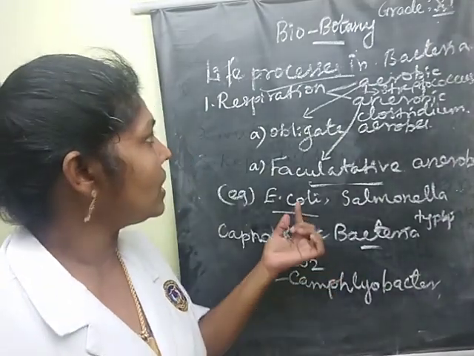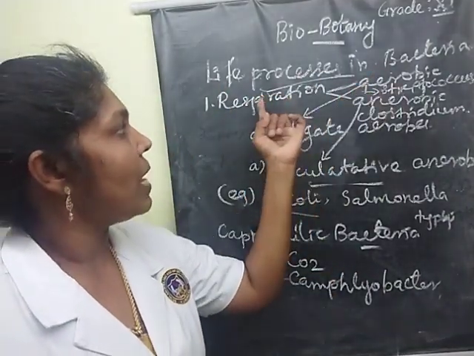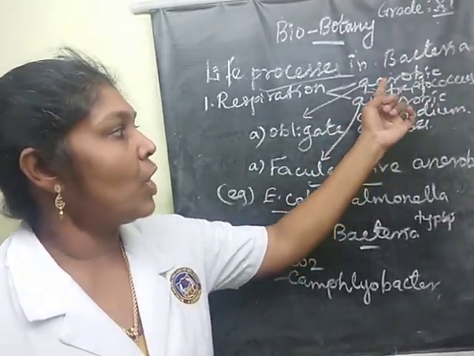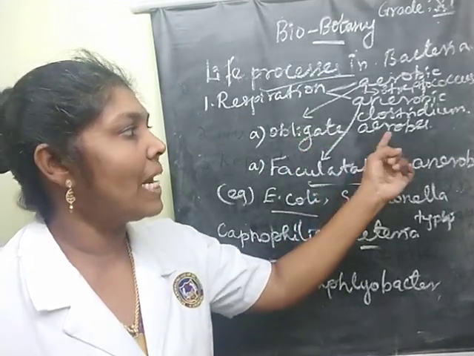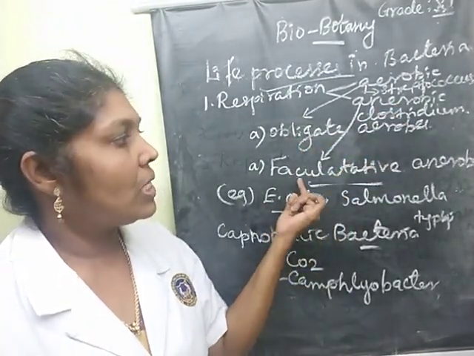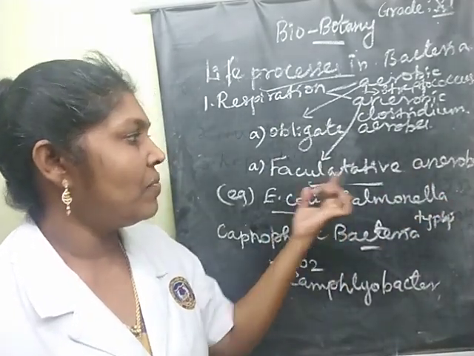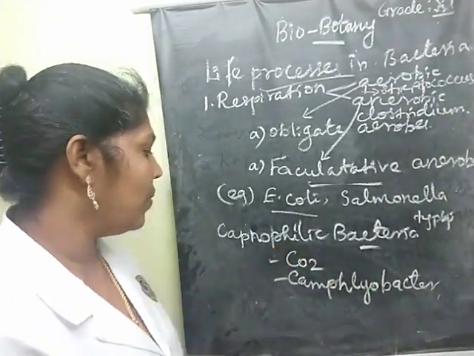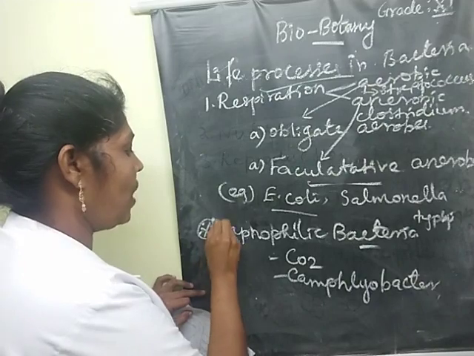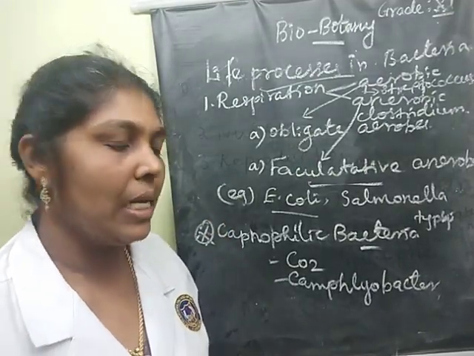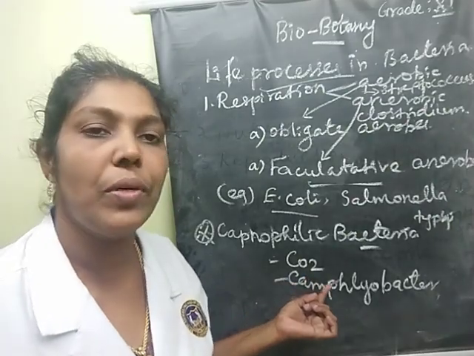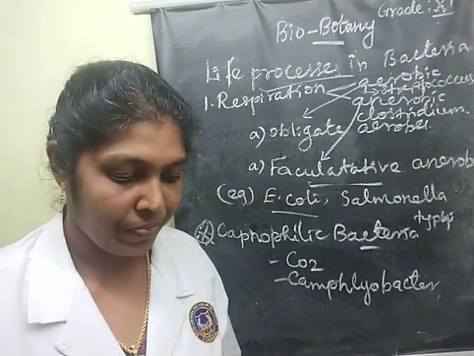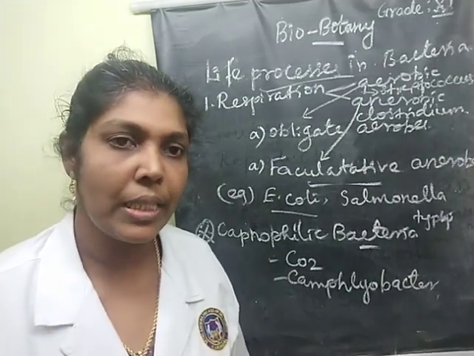Clear, children? So these are the first life processes in bacteria, respiration. Respiration comes under two types, aerobic and anaerobic. Aerobic also comes under obligate aerobes, and anaerobic includes facultative anaerobes. What are the examples of facultative anaerobes? E. coli and Salmonella typhi. And the next one is a very important 2 mark question, children. What is capnophilic bacteria? For growth and metabolic activity, they require carbon dioxide. The example of the species is Campylobacter. Clear, children? Say yes or no? Yes.